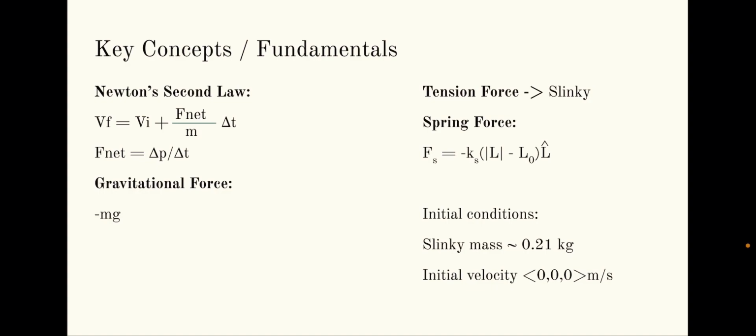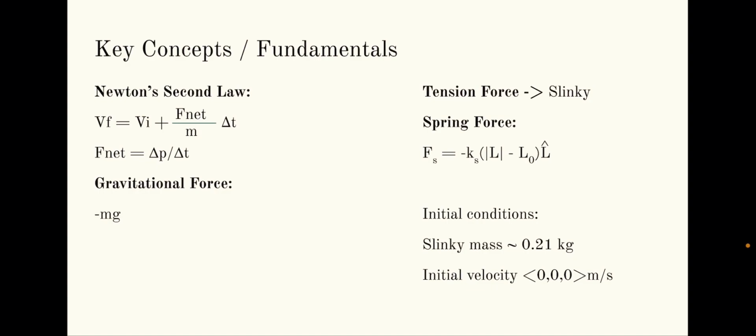The gravitational force, which is represented by negative mg, tension force, represented by the Slinky, and drag force, also known as air resistance, along with spring force, represented by K times L minus L naught times L hat. It is important to note that the gravitational force works in the negative y direction. These forces added up, the gravitational force, the drag force, and the tension force from the Slinky, all represent F net, also under Newton's second law of motion.